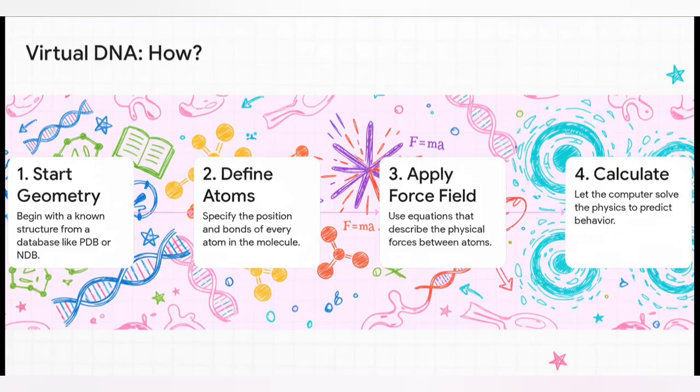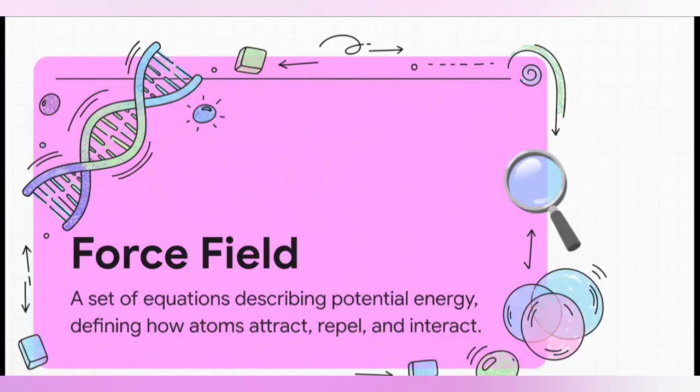It all starts with a known DNA structure, something you can just download from a scientific database. Then, you basically give the computer a map, defining every single atom and all the chemical bonds connecting them. And then comes the magic step. You apply what's called a force field. After that, you just hit go and let the supercomputer do its thing, calculating how the whole molecule is going to behave.